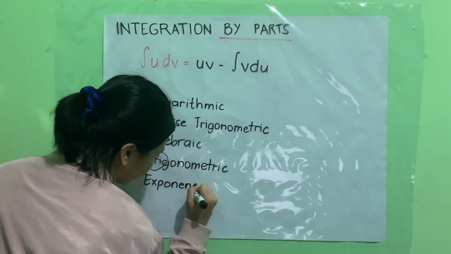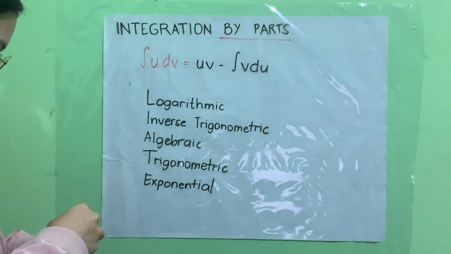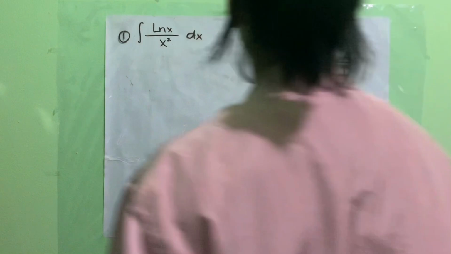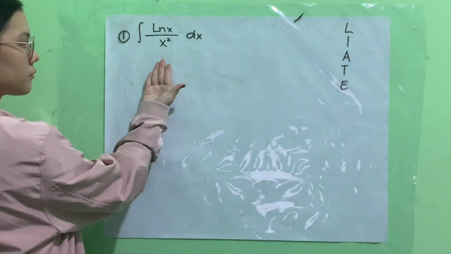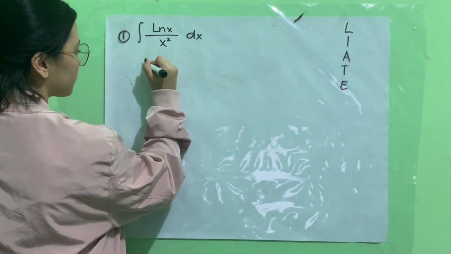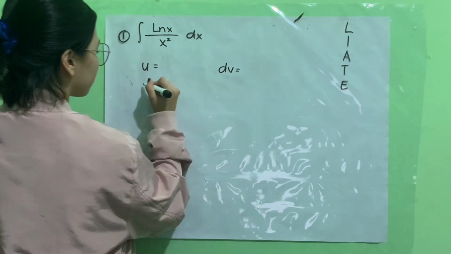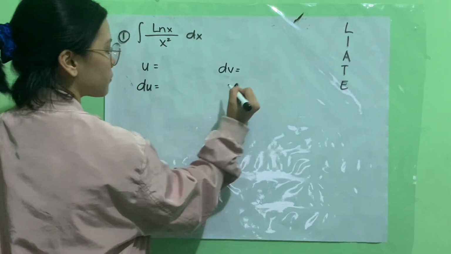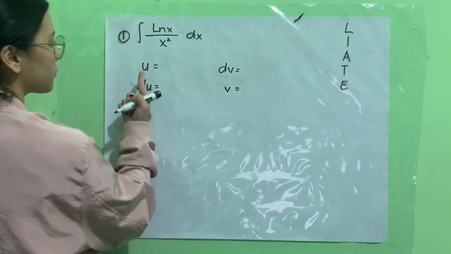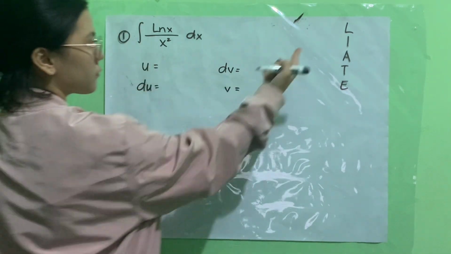To further elaborate, let's have an example. Let's have the integral of ln x over x squared dx. First, we should know which of the two functions will be used as u and dv. The LIATE rule discussed earlier is applicable to determine the value of u.